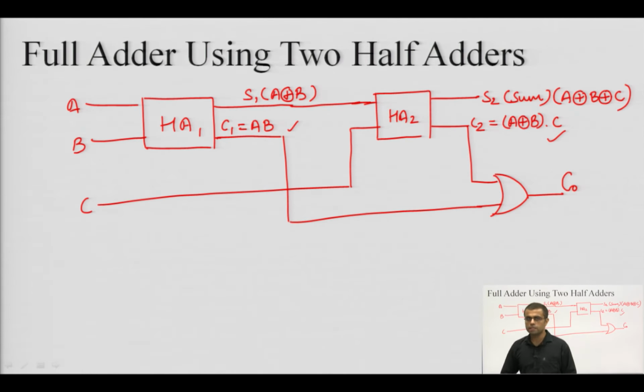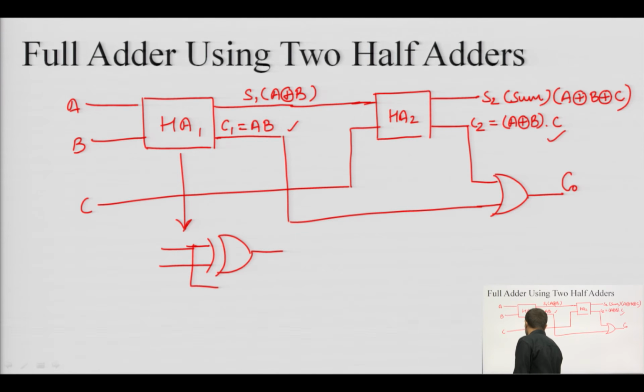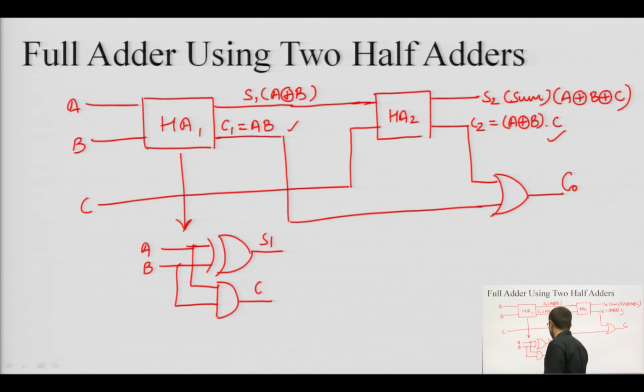So, in this way we can design a full adder using two half adders, and these half adder structures can be replaced by their actual circuit, that is this half adder can be replaced by this thing. So, this is S1 C1. Similarly, a similar structure can be replaced for this half adder 2 as well. So, that will be the actual circuit of this full adder using two half adders. So, this is all about adders.